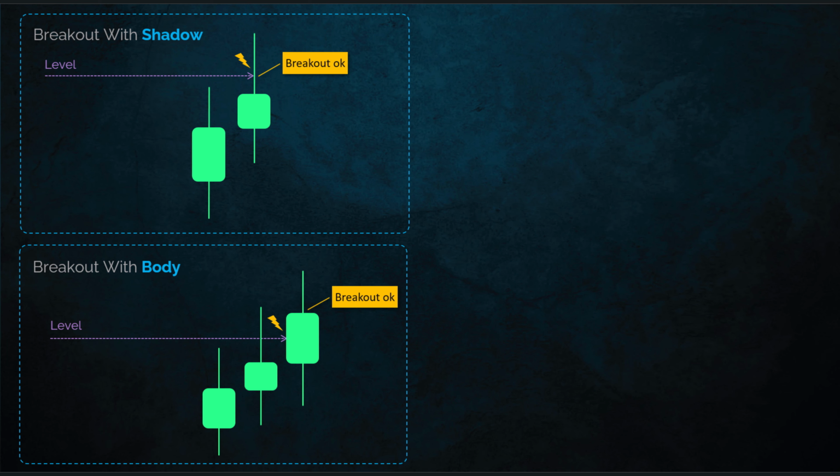Unlike a shadow breakout, here we can't confirm the break right away. We have to wait for the candle to close, because until then, it's not clear whether a body breakout happened or not. We only know once the candle closes that a body breakout has happened. With a shadow breakout, it wasn't like that. As soon as price moved past the level, we considered the breakout confirmed.